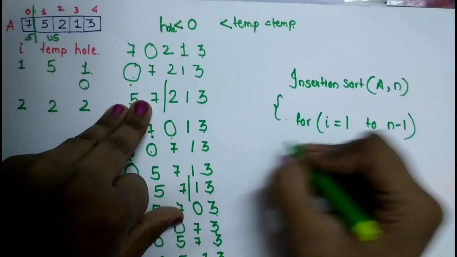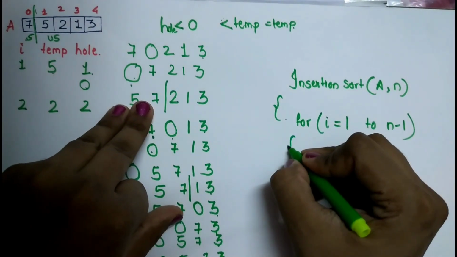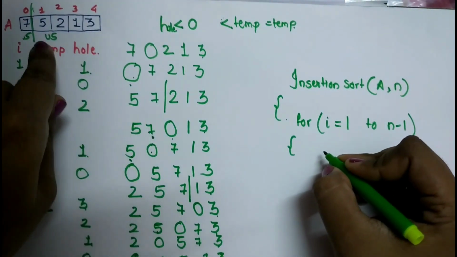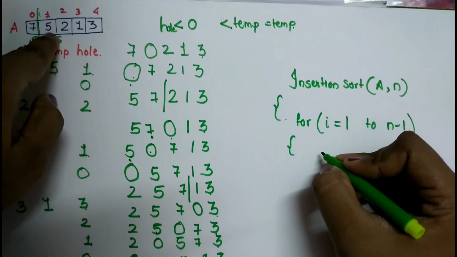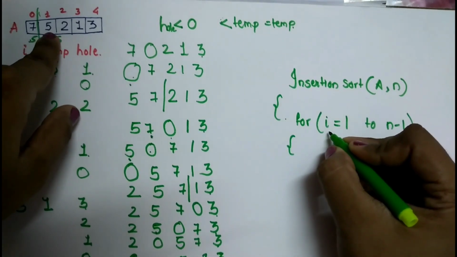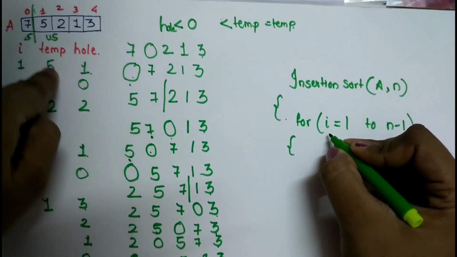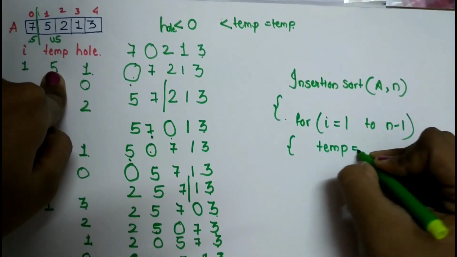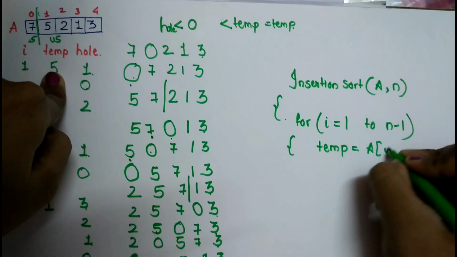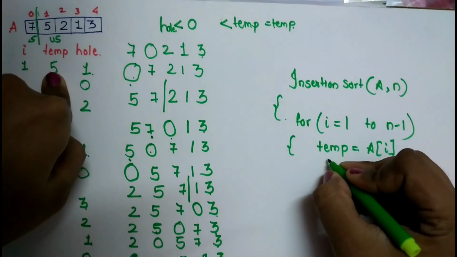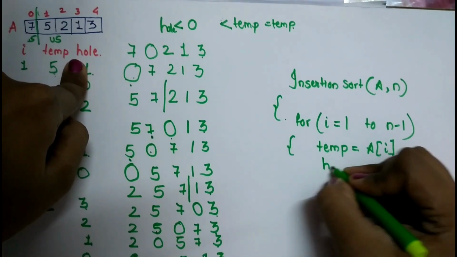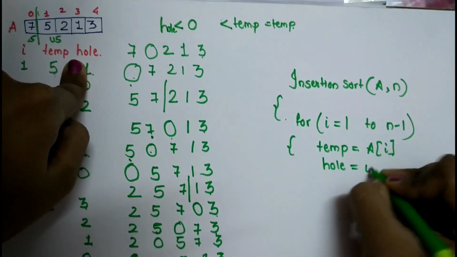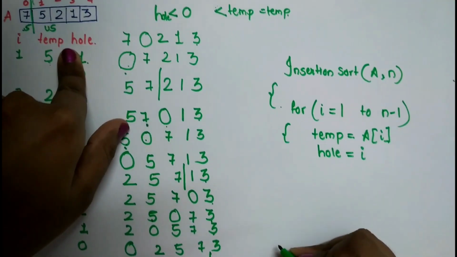Now I am looping through this, and in this loop what will we do? We'll first include the value of i, which is already mentioned. Now this value must be stored in temporary. So temporary is equal to a of i. Now what will be my hole? My hole will be the same value as i.